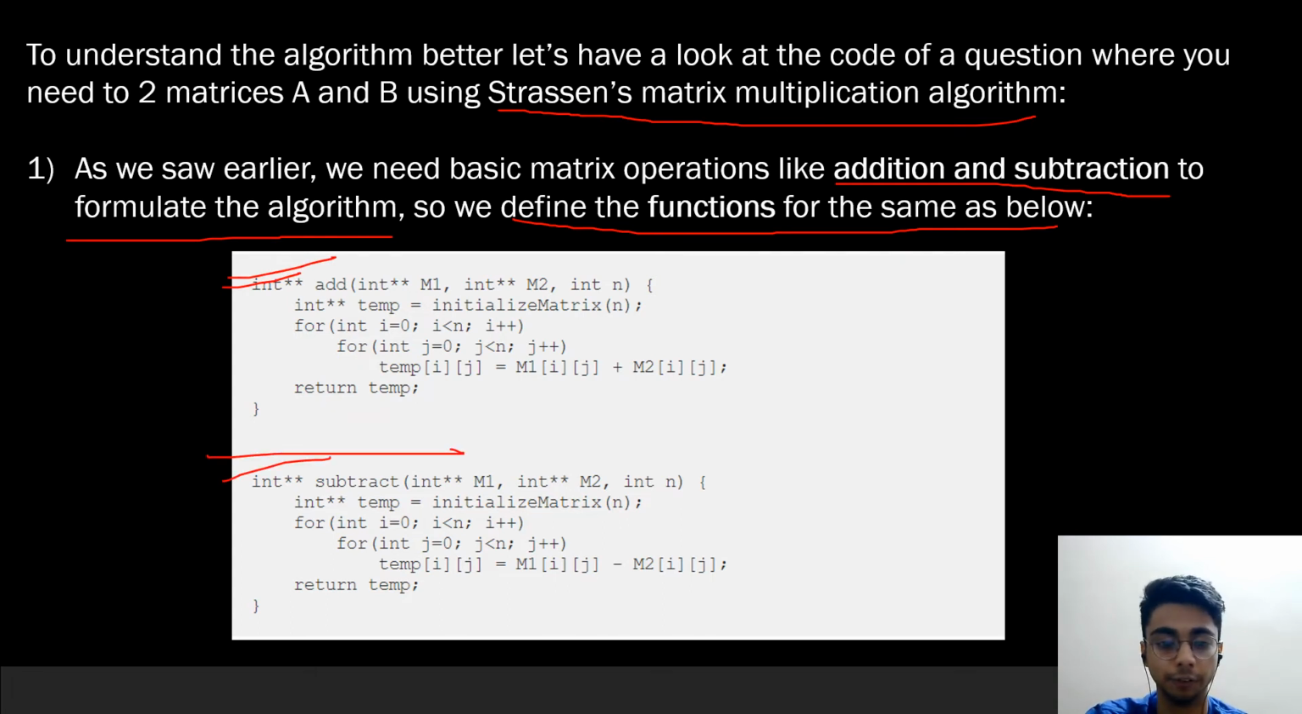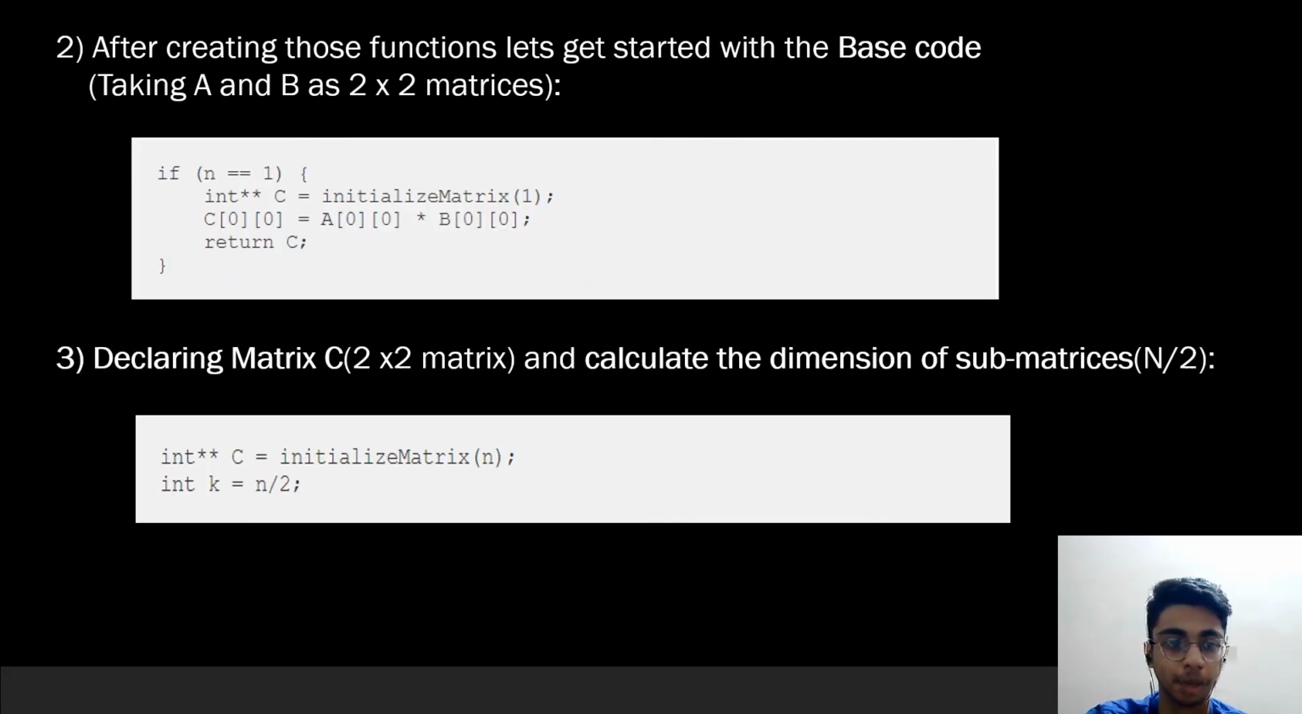Not a very tough code to understand, just some loops and pointers, very easy to understand. Now, after creating those functions, let's get started with the base code. Now, A and B are 2 by 2 matrices. Here are some constraints about Strassen's algorithm that we'll be discussing ahead.